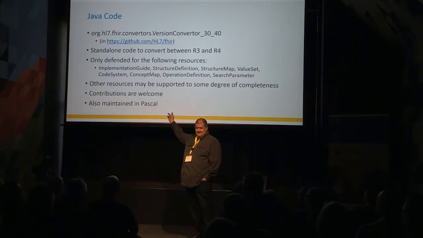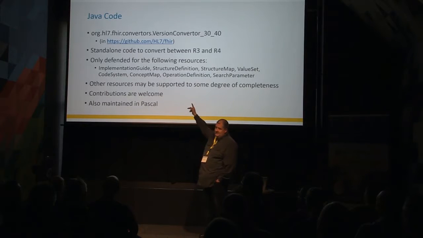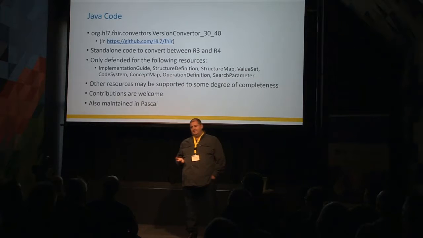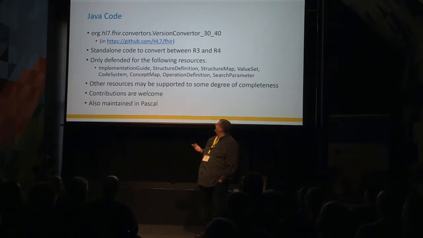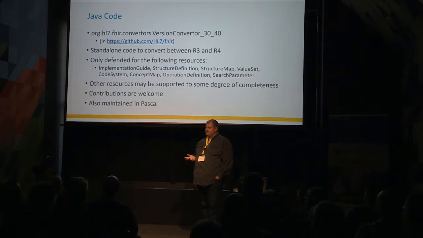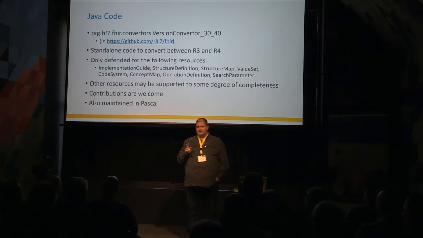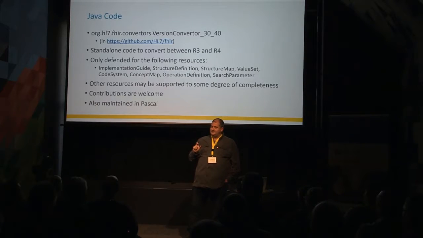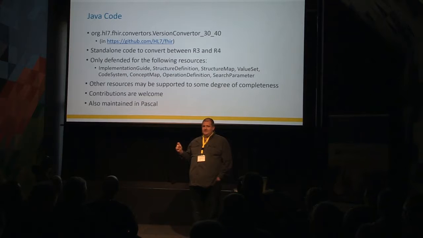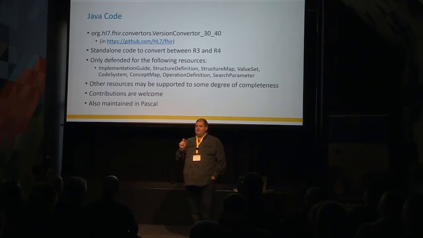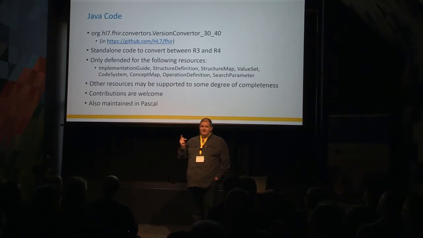That's the class name of the Java code. It's in our GitHub repository. It's standalone Java code, which I maintain to convert between release 3 and release 4 resources, in both directions. The way that happens is, when I cut R5 in the few weeks after we've released R4, I will regenerate. I generate it using code I wrote to produce Java code that just transforms between them.